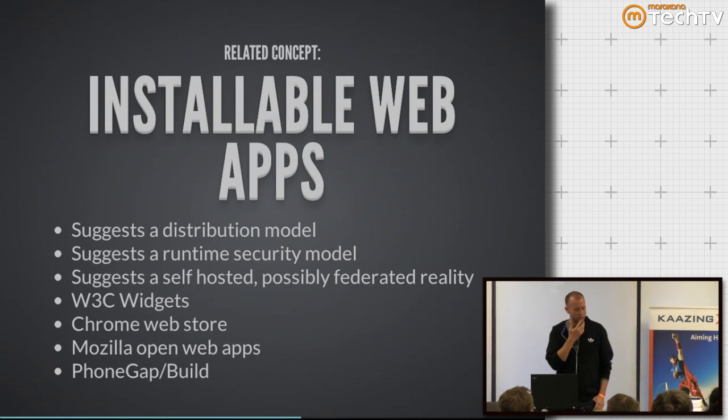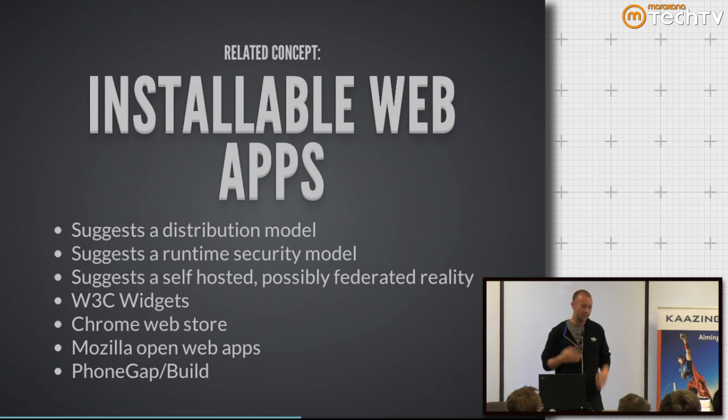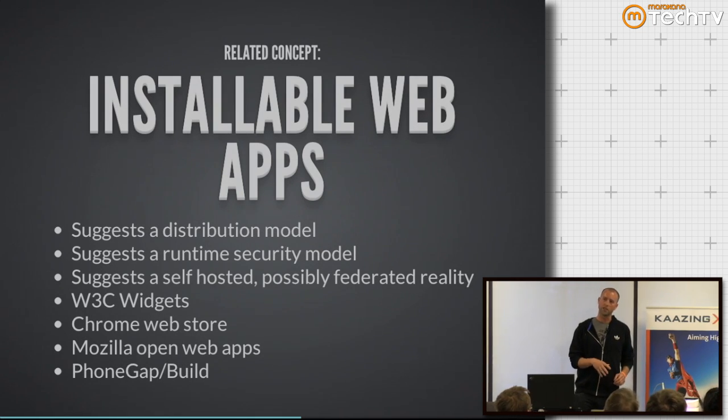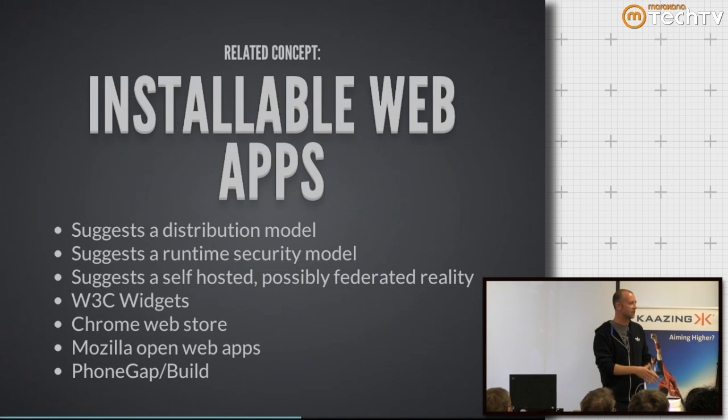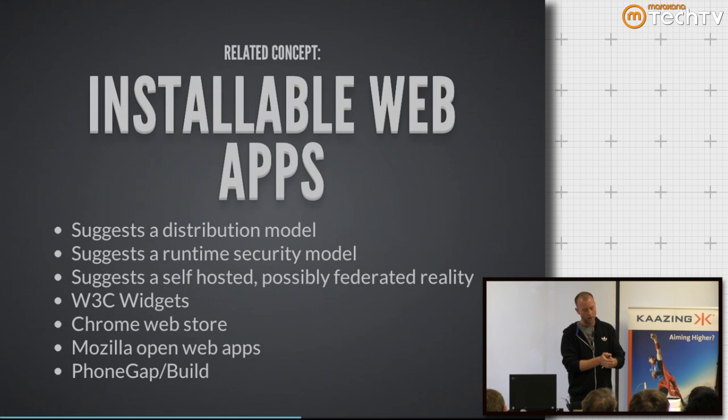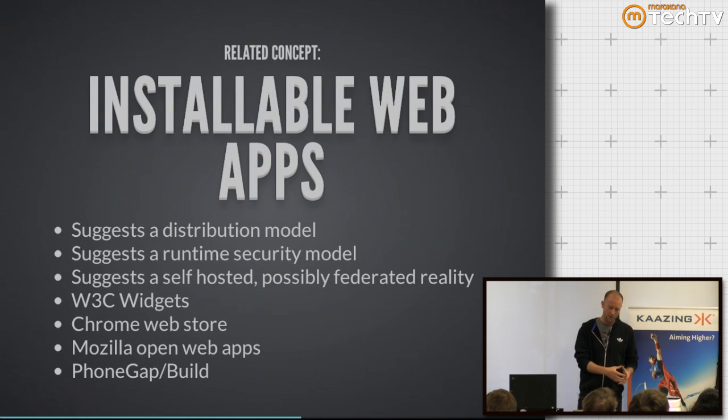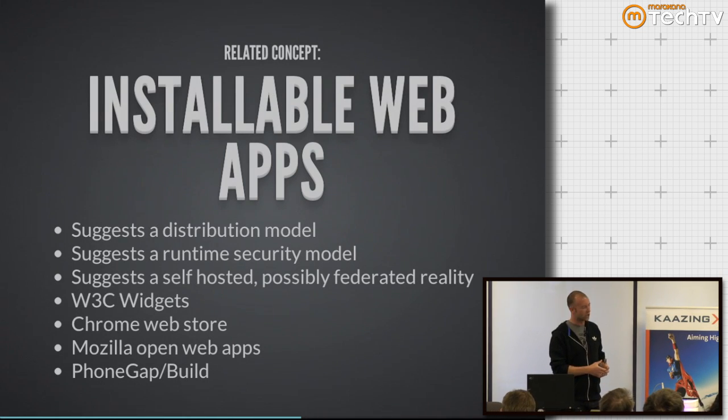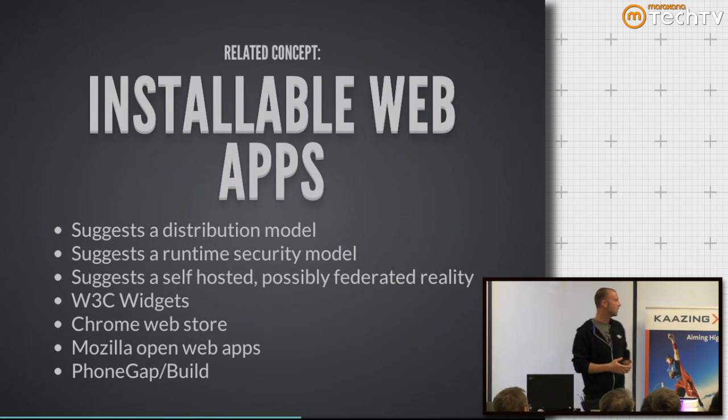Okay, so installable web apps is another concept that's worth knowing about. This one gets shit on sometimes. People don't like it. I don't love it either. I think it's a bit of a bummer term. It's a term worth knowing. It's definitely related to device APIs. How it works is pretty simple. It suggests the idea that there's a distribution model. It suggests that the app is installed on the phone. So it's not being hosted. It's not living on a server. It lives on the device. And it suggests a security runtime model.